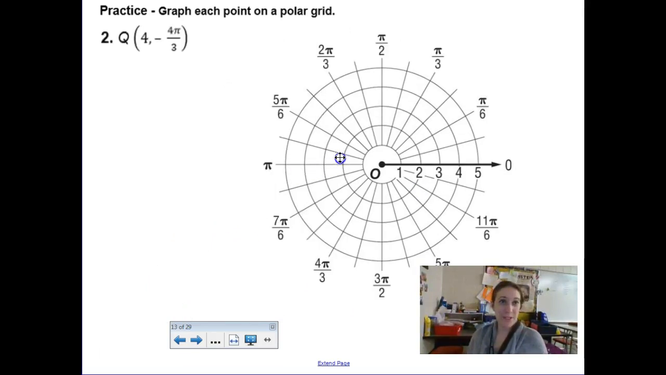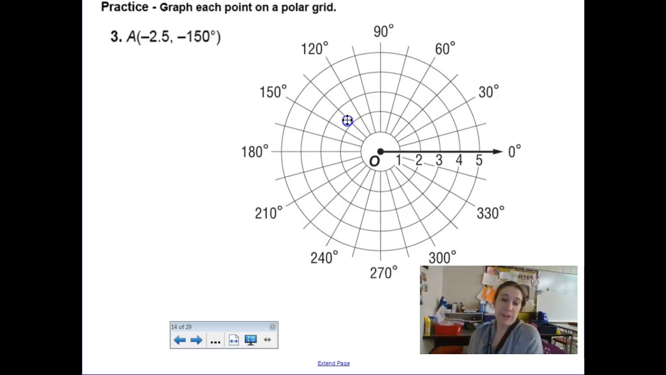4 comma negative 4 pi over 3. So you can measure back negative 4 pi over 3, or if you don't like that, you could find its coterminal angle by adding 2 pi to it, which is 6 pi over 3. So this is the same thing as positive 2 pi over 3. So we're along this line, and we're supposed to go to r of 4. So 1, 2, 3, 4. There is that ordered pair. If I remember from you guys working with trig, you didn't really like graphing negative radian angles in particular because it was hard to visualize, so you always found the coterminal.